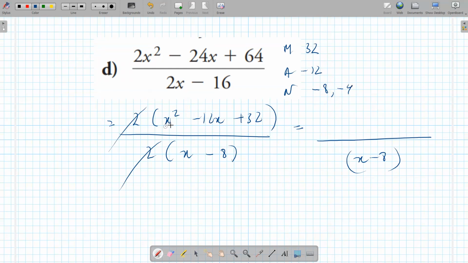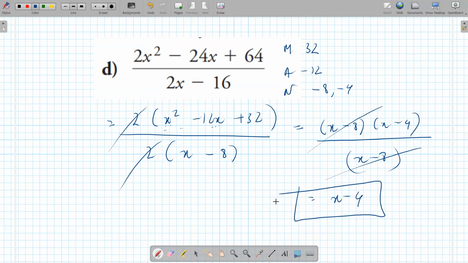Here we have some multiple variables thing going on. The a value here is 1, so we can just use the shortcut to factor this numerator. It's going to be x minus 8, x minus 4. X minus 8 cancels out with x minus 8. That means you're going to get x minus 4 as your final answer for this question.